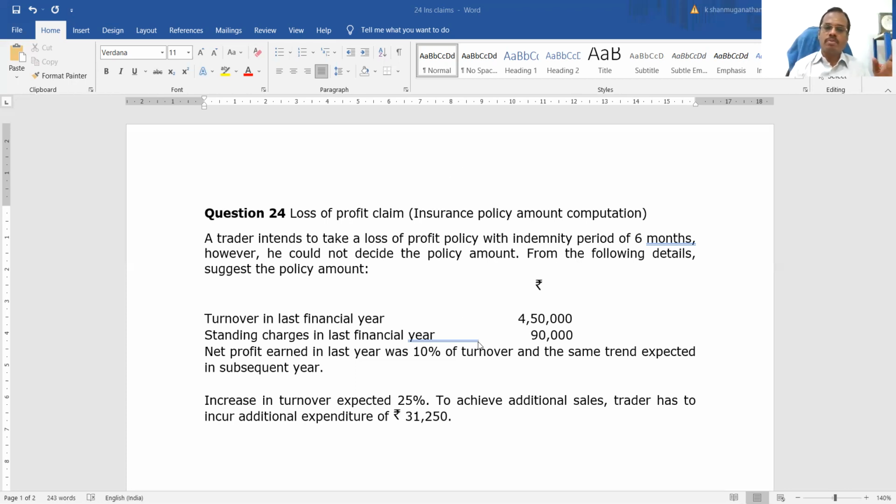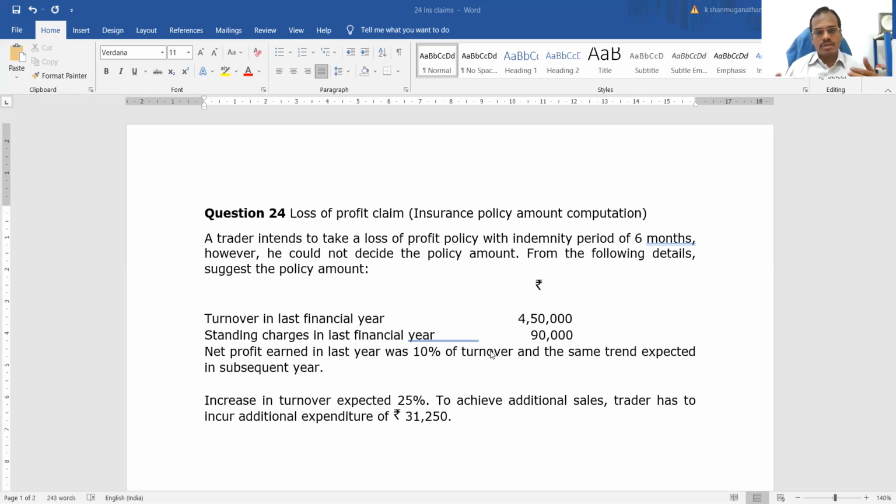First, you should calculate net profit. If you calculate 4,50,000 into 10%, it is 45,000 net profit. Do you understand? 45,000. Next, 90,000 is the standing charge. I told you the formula for gross profit. Gross profit is net profit plus insured standing charge. Just now I said, if they simply give standing charge, you should treat it as insured, because we cannot eliminate anything from the ambit of insured. So 45,000 plus 90,000 you add, you will be getting 1,35,000. Divide it by 4,50,000.